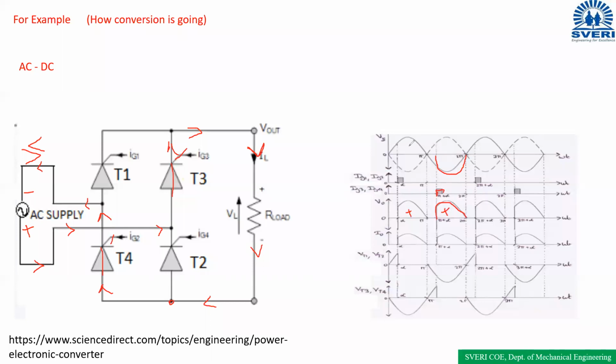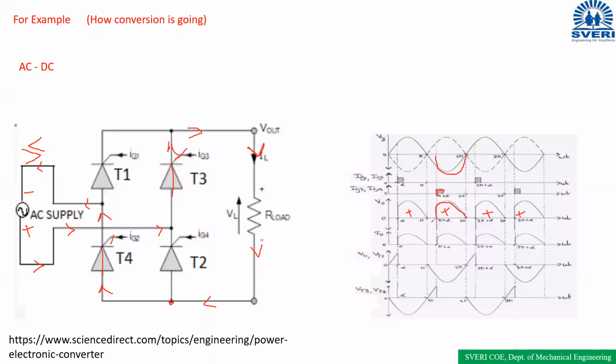In the positive half cycle of the supply voltage, we are getting a positive pulse. In the negative half cycle of the supply voltage, we are also getting a positive pulse. In the same way, the cycle is repeated again. T1, T2 are turned on, then T3, T4 are turned on, because of the positive half cycle, negative half cycle, positive half cycle, negative half cycle. The cycle is repeated. What we can see here is that the voltage is not going negative.